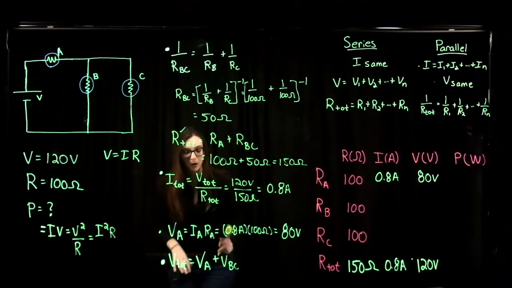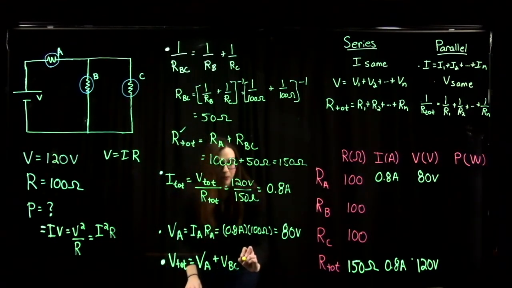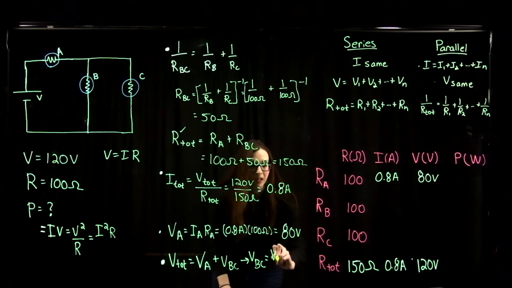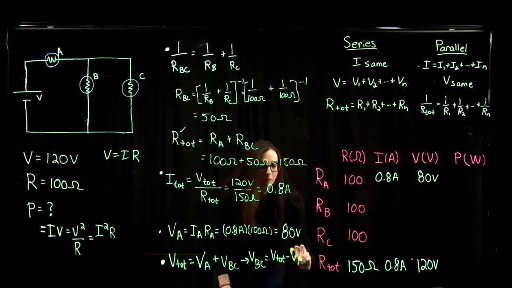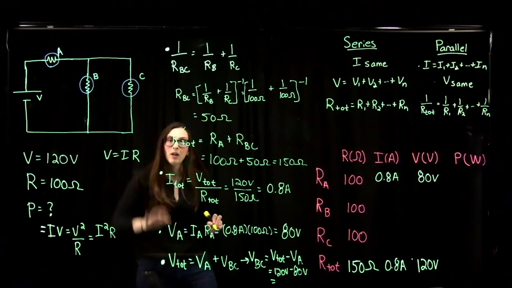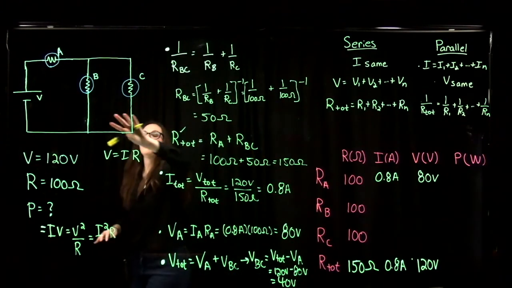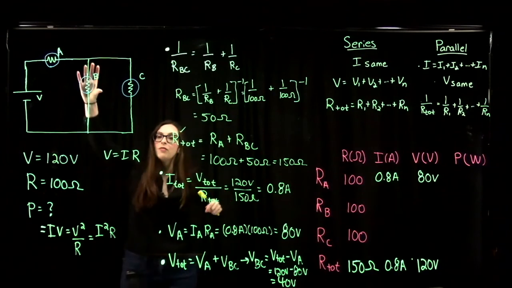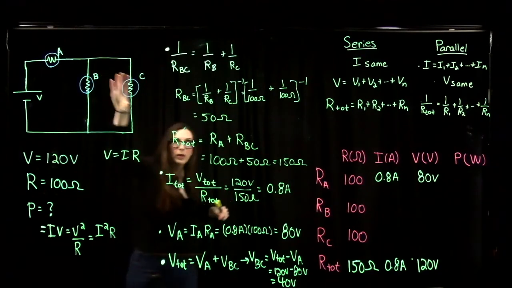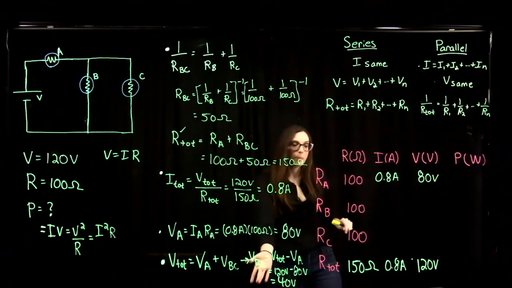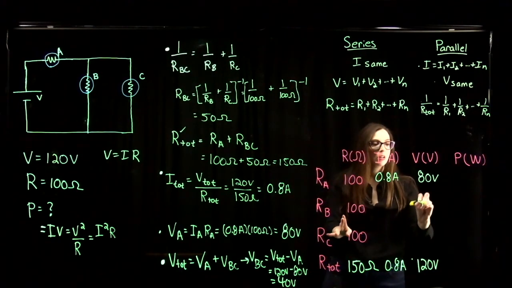So if I solve this for BC, we could say VBC is equal to the total potential minus the potential across bulb A. So that's 120 volts minus 80 volts. So the potential across my combination of B and C in parallel is equal to 40 volts. And again, since these two are in parallel, they have the same potential across them. So both B and C have a potential of 40 volts.